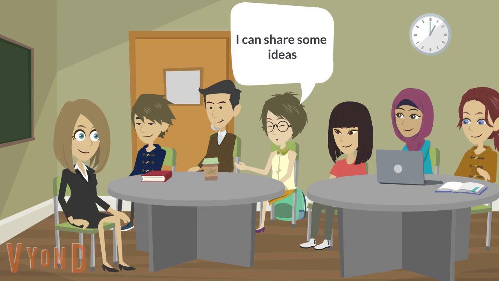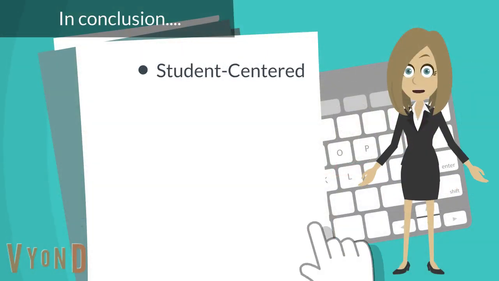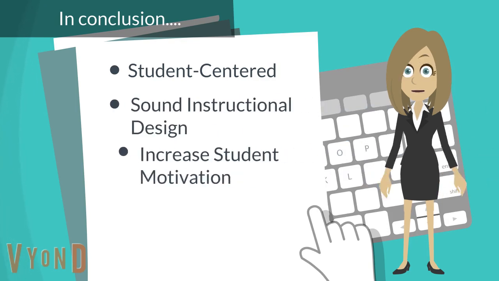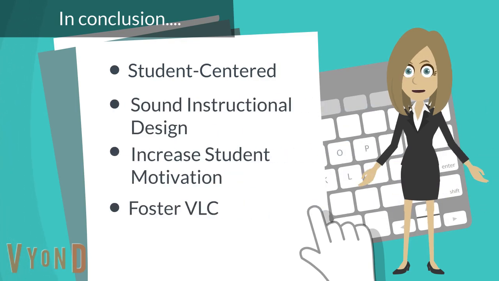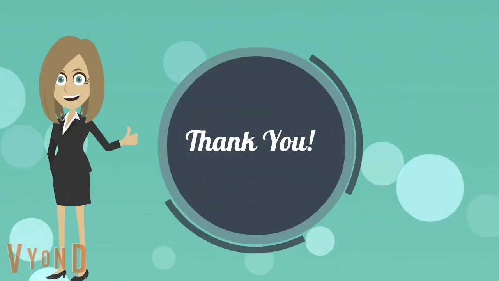But of course, learning student preferences is one of the most important considerations for accessibility. This highlights how I design my flipped classroom to be student-centered. Within Brightspace, I strive to incorporate sound instructional design, increase student motivation, foster a virtual learning community, and ensure equal student accessibility.